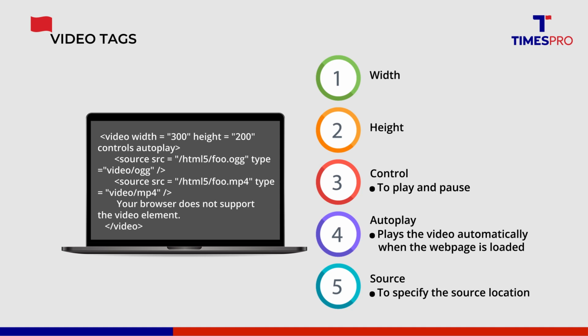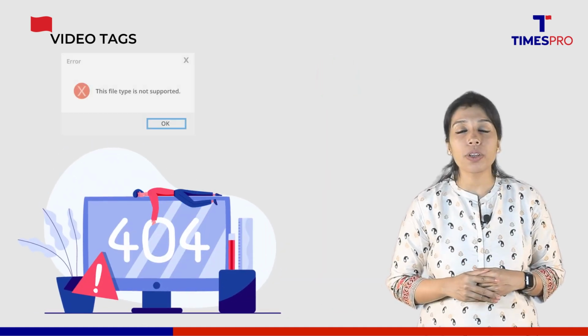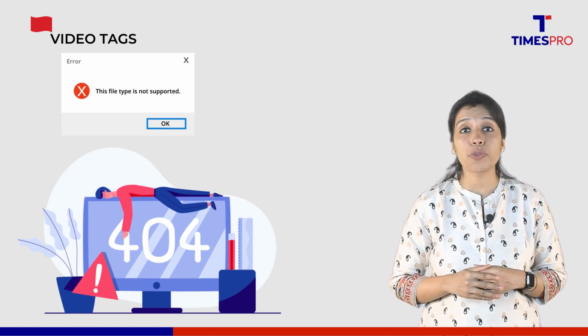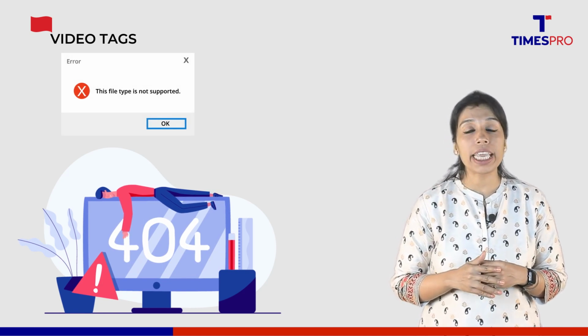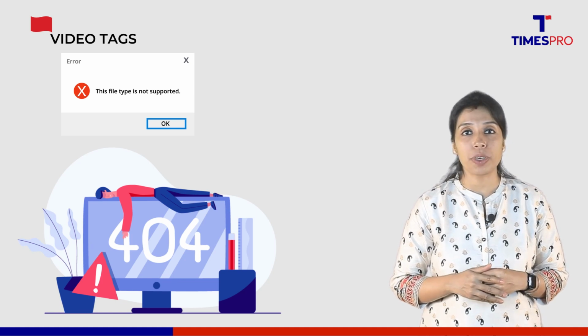In case the video file is located in the same directory, you would just give it the name and mention the type of the video. In case the browser does not support the video, an alternative text would be displayed on the browser saying that the video element is not supported.